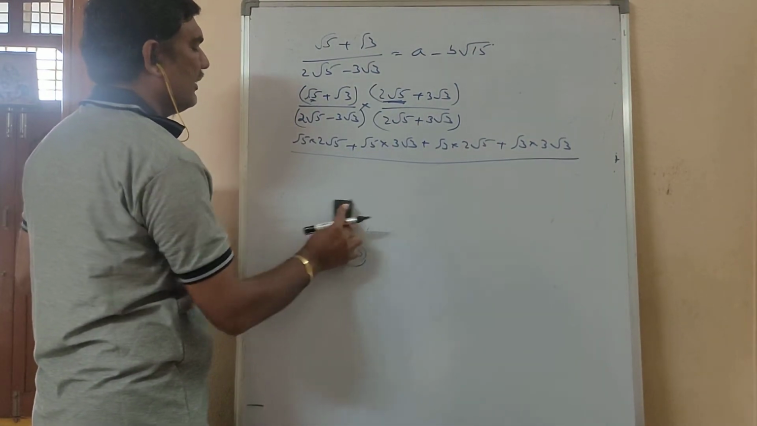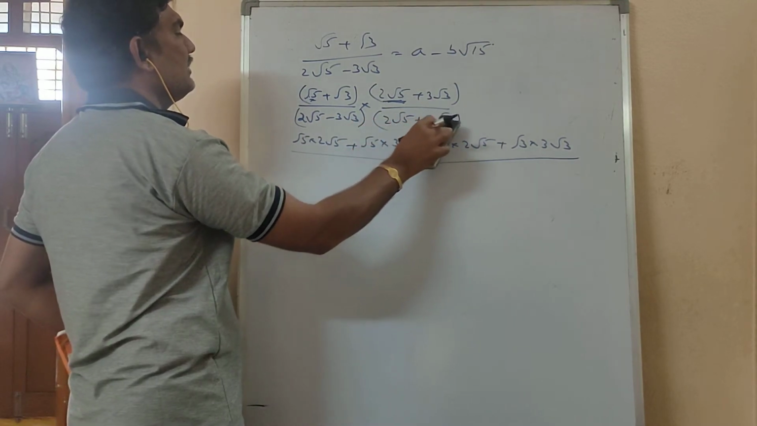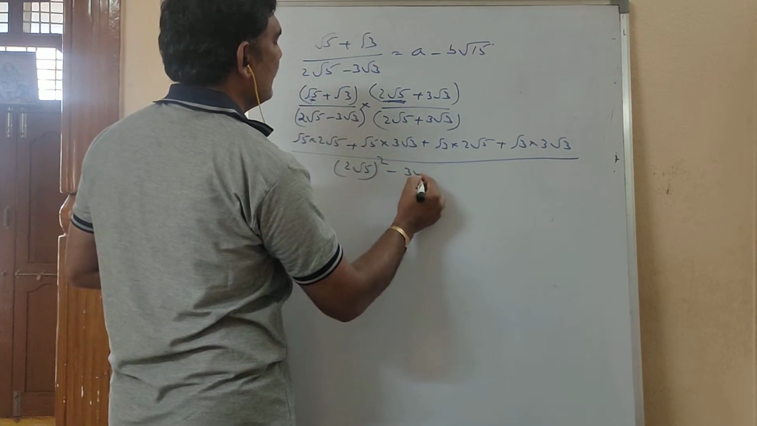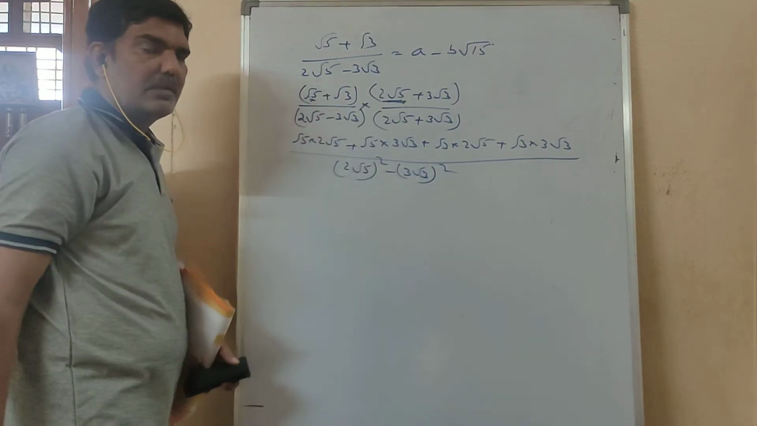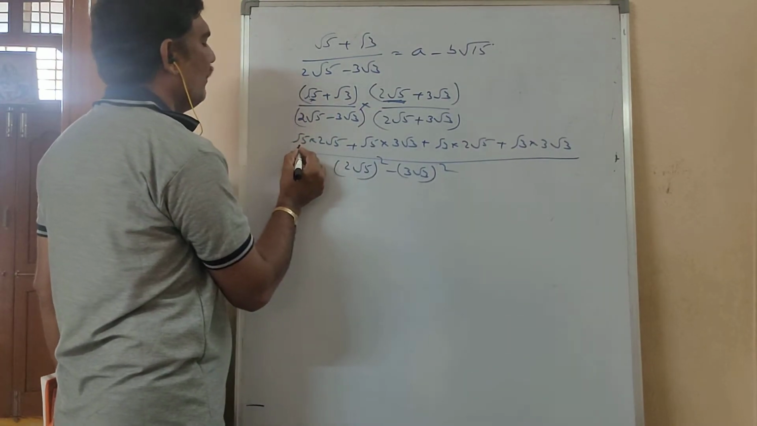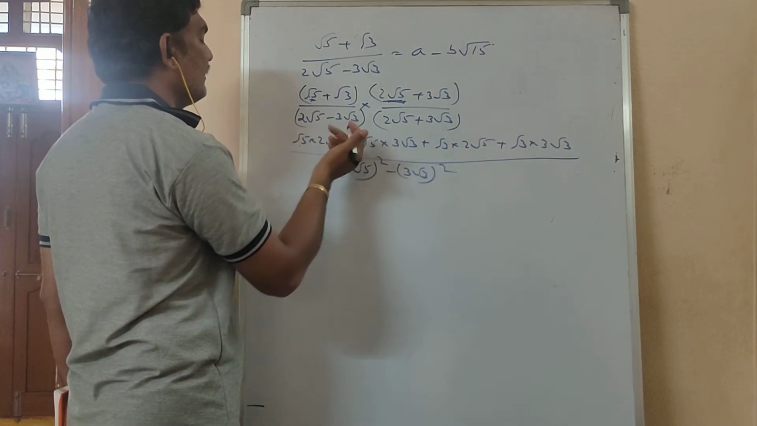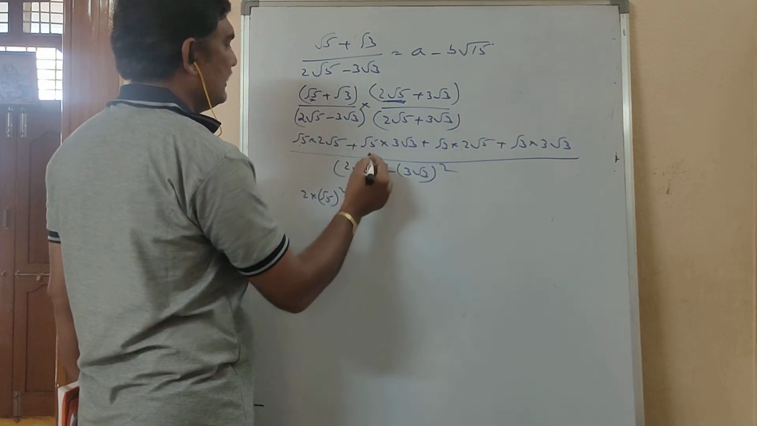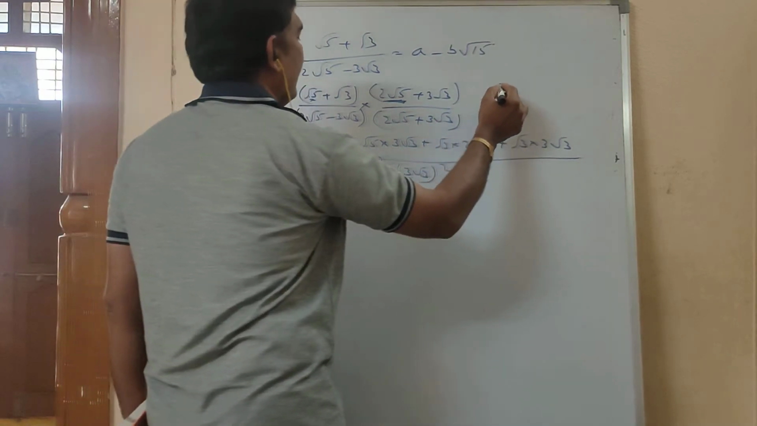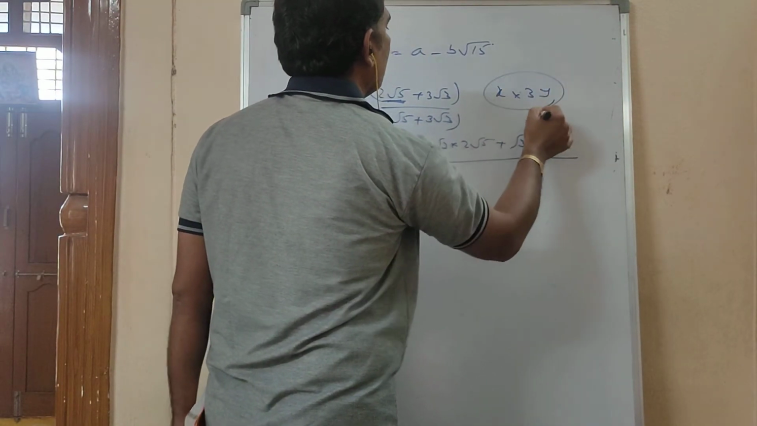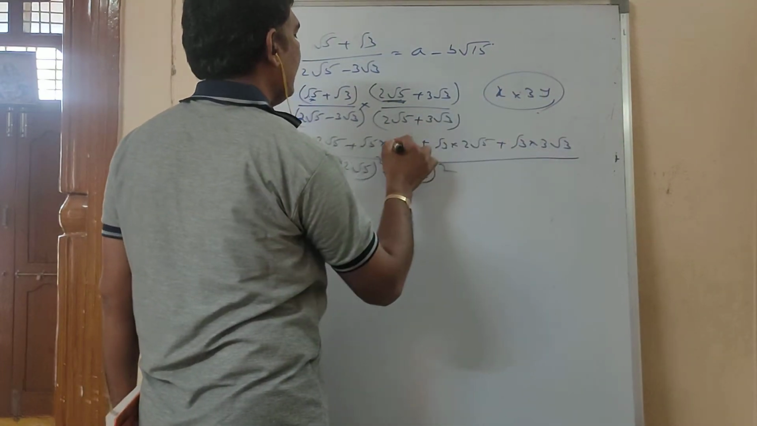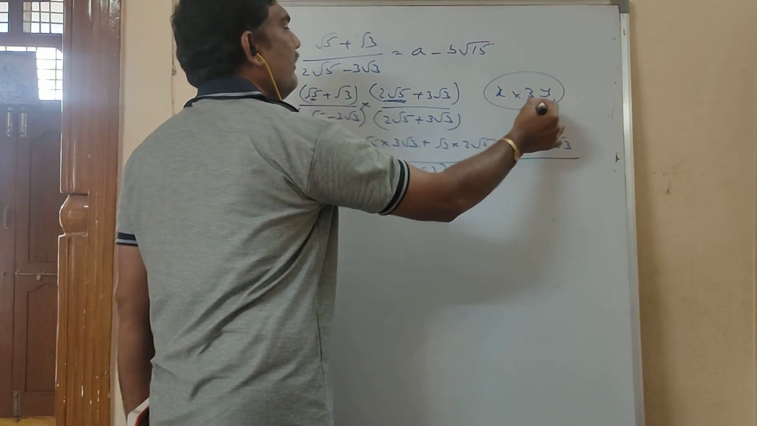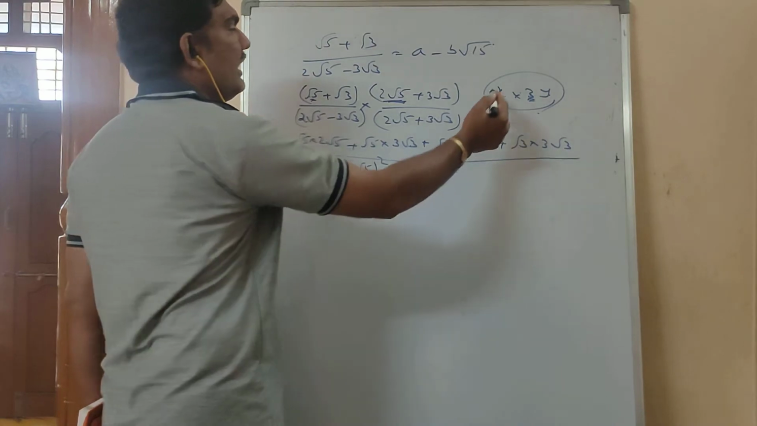Now, the denominator. Directly use the formula (A plus B) into (A minus B) equals A square minus B square. Now, here root 5 is there, root 5 is there. If you multiply, root 5 square, 2 into root 5 square, plus as it is, see, x into 3y. X means root 5, 3 root 3 means y. X into 3y, if you multiply, first always write the coefficient, 3, and x into y you have to write.